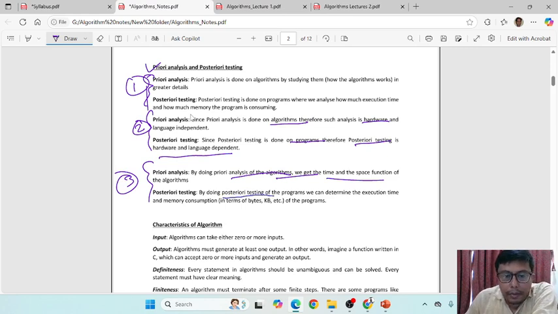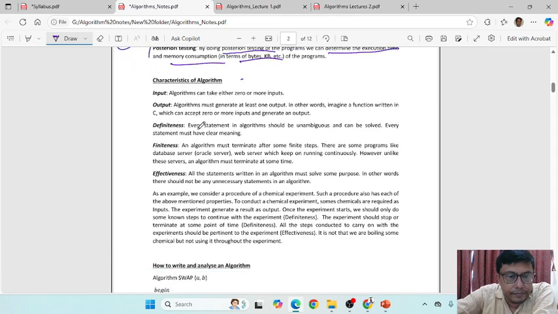And by doing the posteriori testing, we determine two things: one is the execution time and the other is memory consumption. Memory consumption is measured in terms of bytes, kilobytes, bits. So these are the three main differences between the priori analysis and posteriori testing.